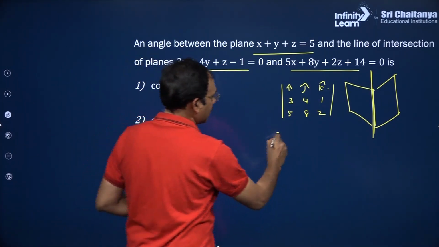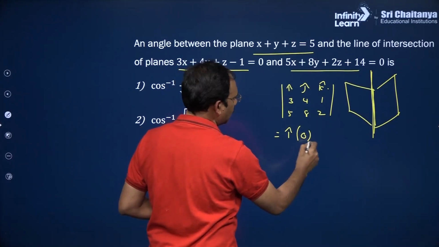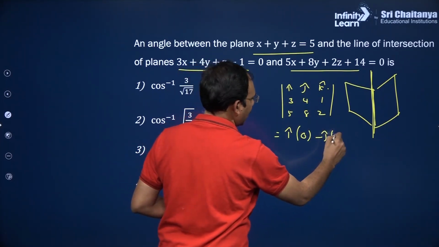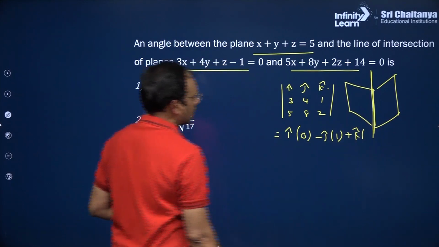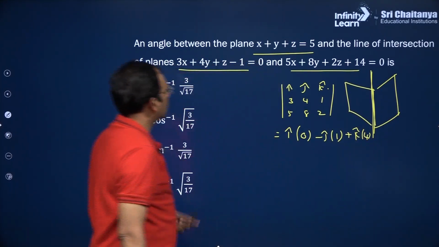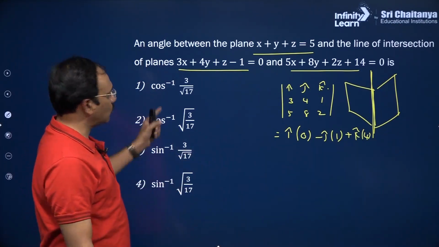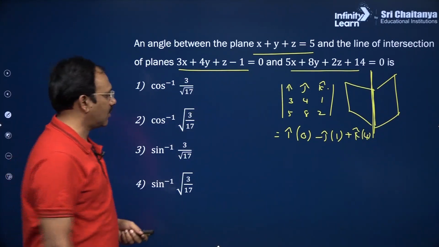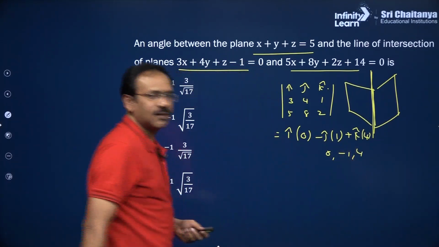Which, my dear friends, you can say is i cap into 8 minus 8, which is 0, minus j cap into 6 minus 5, which is 1, plus k cap into 24 minus 20, which is 4. So friends, I have taken the DRs of the line of intersection of the two planes. It is going to be perpendicular to both the normals, since I have taken the cross product. So these are going to be 0, minus 1, 4, right.